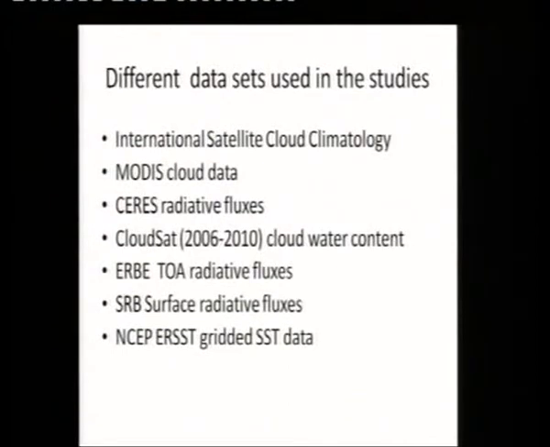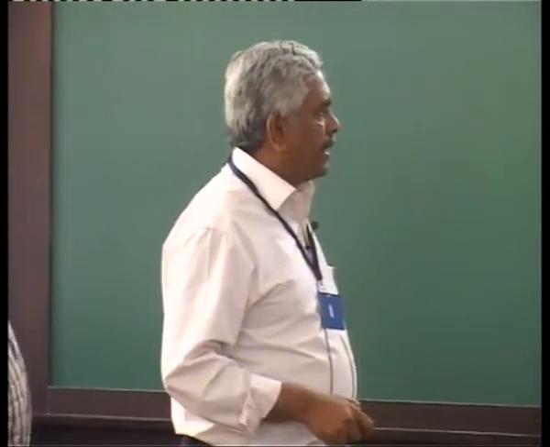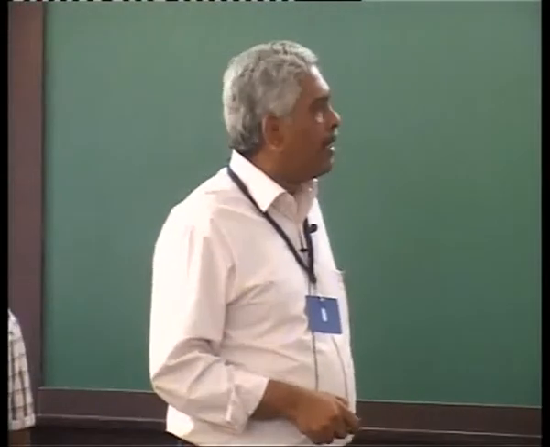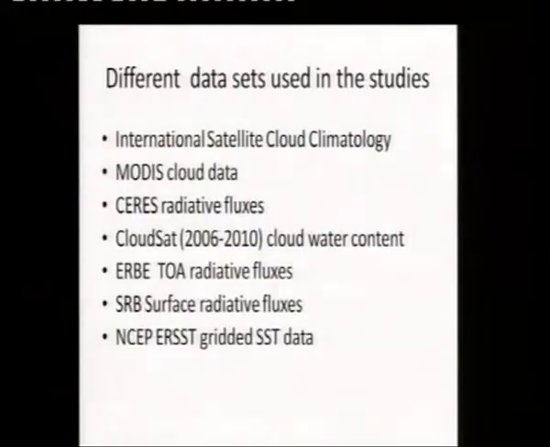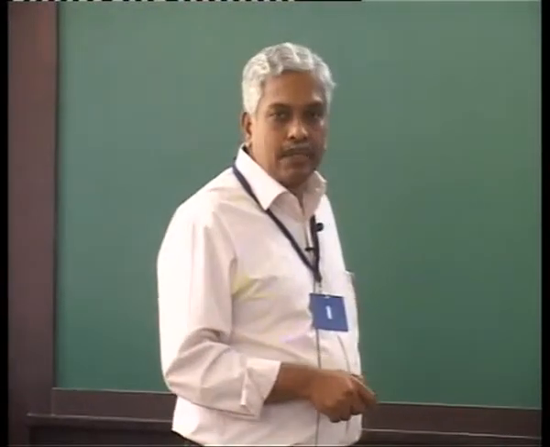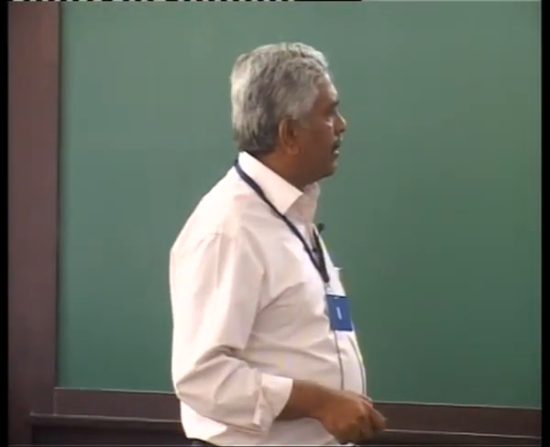These are the data sets we have used for this presentation: ISCCP data, basically the cloud climatology, the MoES cloud data, radiative fluxes at the top of the atmosphere, and CloudSat. I used only cloud water content. I did not use anything else from the CloudSat data, even though we have data on cloud frequency and cloud amount. I used the basic variable, cloud water content, along with the ERB top of atmosphere radiative fluxes and SRB surface radiative fluxes, which are derived from a radiative transfer model using ISCCP clouds as boundary conditions. So I will be talking a little bit about radiative fluxes, and of course a gridded data set for SST.